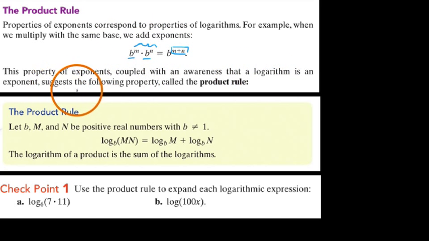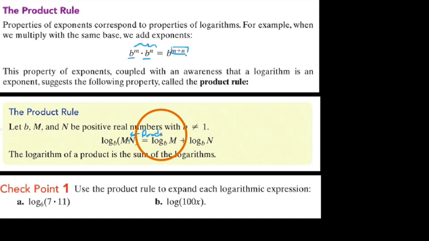So this suggests that they follow similar properties, product, quotient, and power rule, just like your exponents do. So with our product rule, when you multiply two things with the same bases, you add the exponents. Let's look at the product rule for logarithms. It says let b be your base, and let m and n be positive real numbers such that our base is not 1. Then we see here that the log base b of m times n, and this is where it gets its name, product rule.